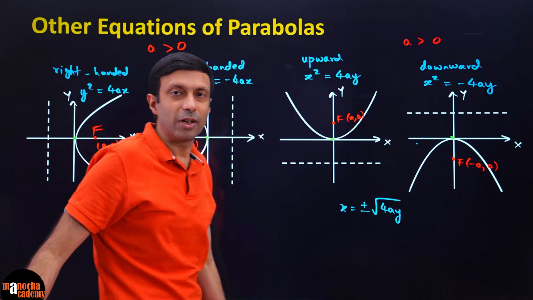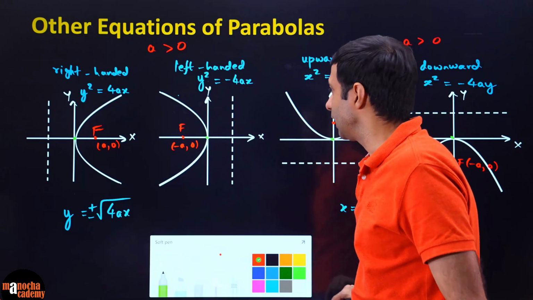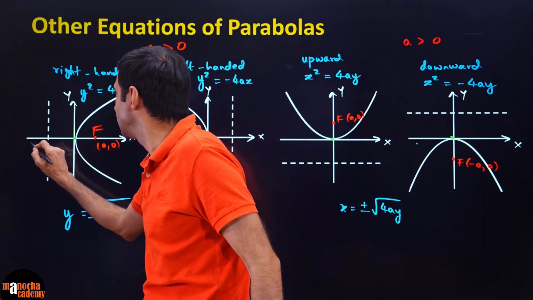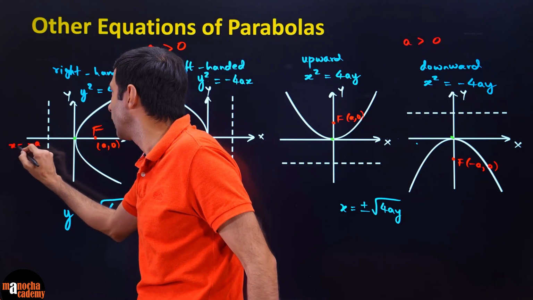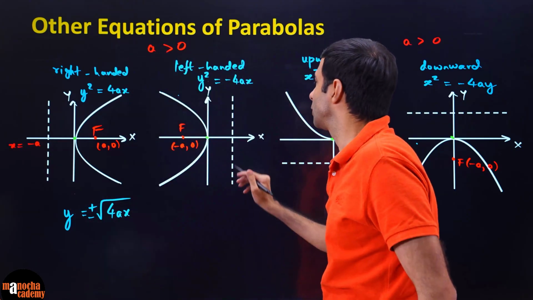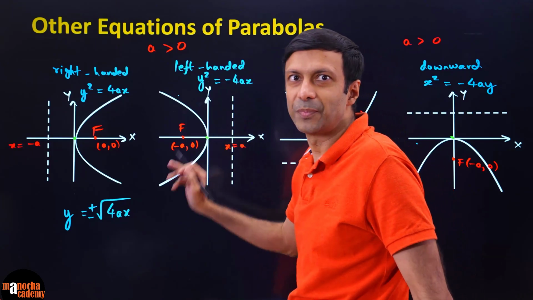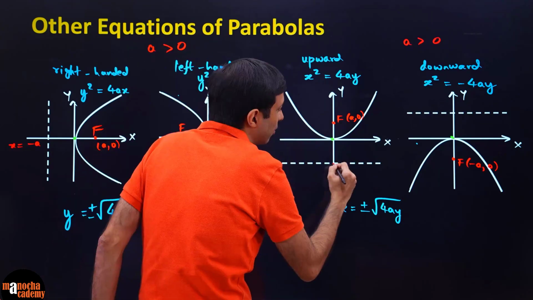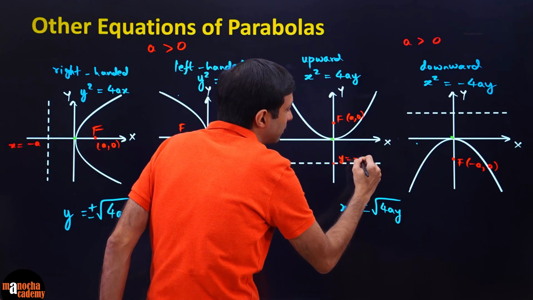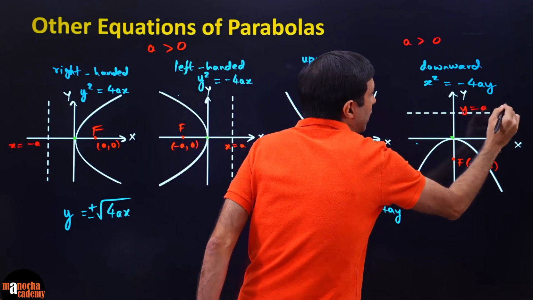Clear? And then your directrix are like this. So where are your directrix? This directrix, this is at a, 0. So this directrix passes through minus a, or we can say it is x equal to minus a. This directrix passes through the positive value, so x equal to a. Here what are the directrix? Here this directrix is passing through y equal to minus a. It has a y value, and this passes through y equal to a.